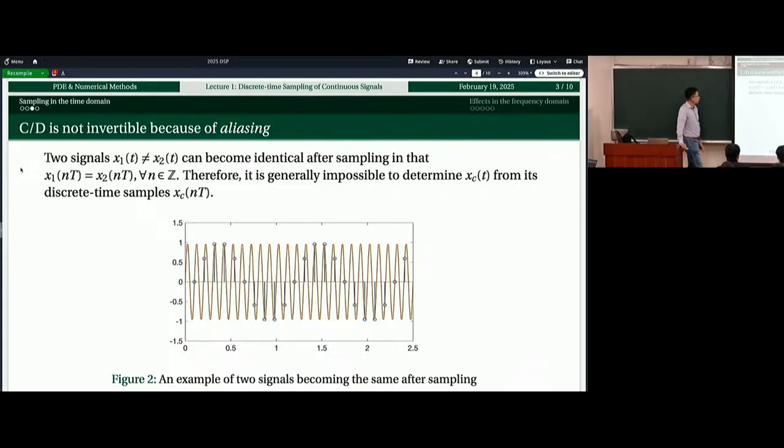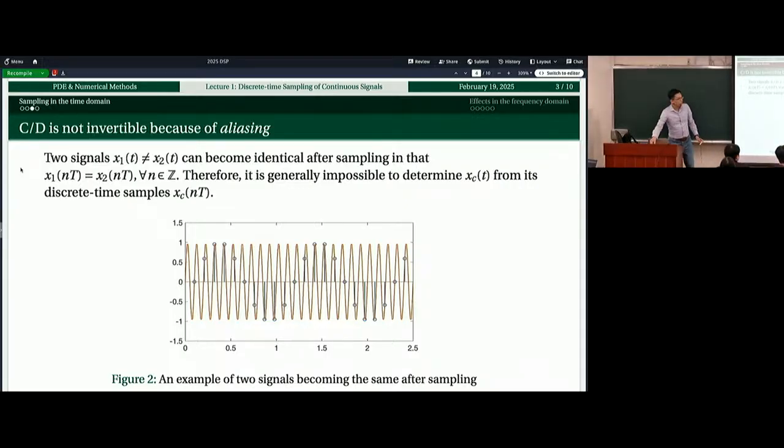So I'm going to explain. That is to say, it is possible that we have two different signals, x1 not equal to x2, that become identical, 变成一样啊, after sampling, in that at every moment nT the equality happens to hold, for any integer multiple of T. It is possible that this signal has these samples at nT, but we may as well have another signal.